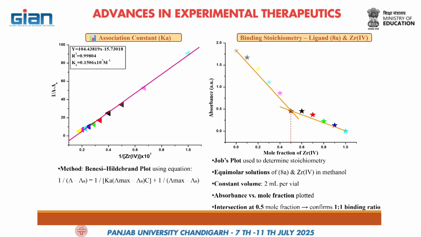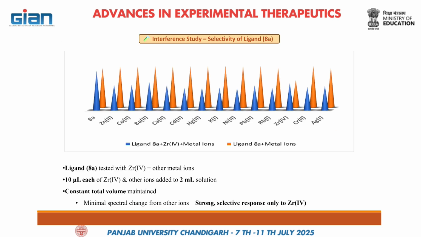Then the association constant was determined using the Benesi-Hildebrand plot method, and it was found to be 0.506 times 10 to the power 7 molar inverse. The binding stoichiometry between the synthesized ligand and the zirconium ion was also determined using the Job plot analysis method. An equimolar solution of our synthesized ligand 8A and zirconium was dissolved in methanol, and the volume was kept constant at 2 ml per vial. The inflection point at 0.5 mole fraction showed 1:1 binding between both of them.